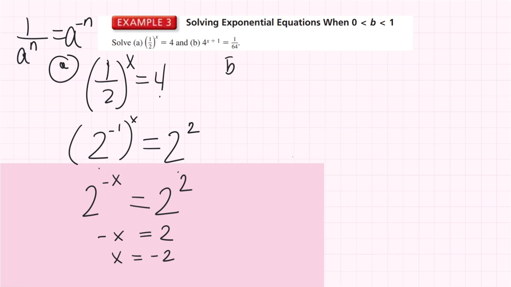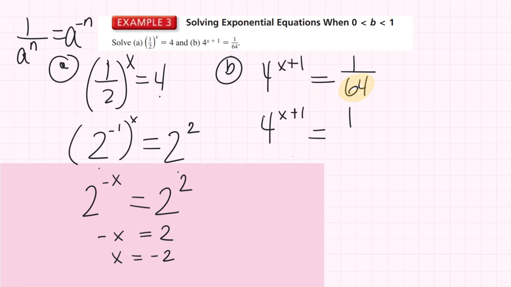In b, we have 4 to the power of x plus 1 equals 1 over 64. The first thing I'm going to do in this equation is concentrate on this 64. Can I simplify that? Yes. So I'm going to have 4 to the power of x plus 1 equals 1 over. I know that the exponent will be 4 to the power of 3 gives me 64.